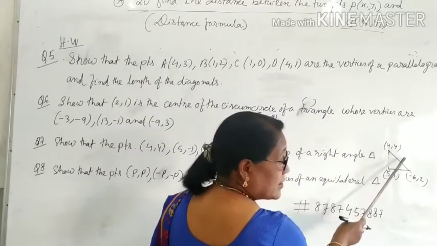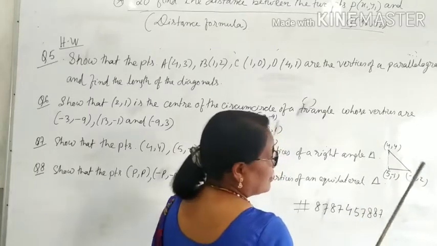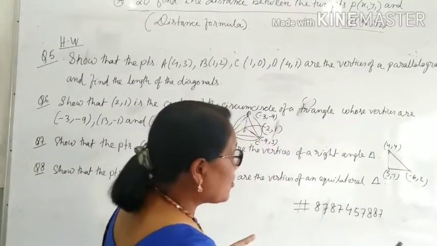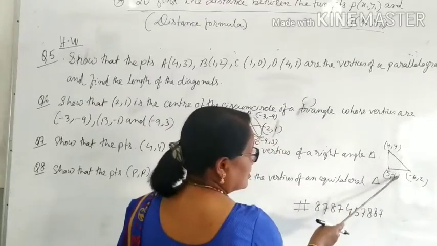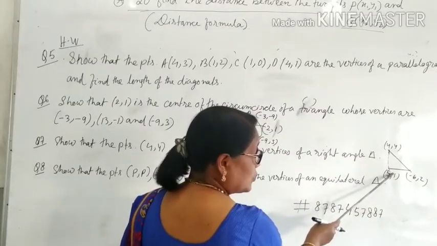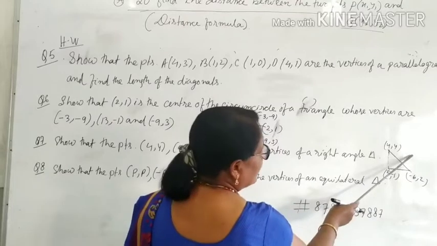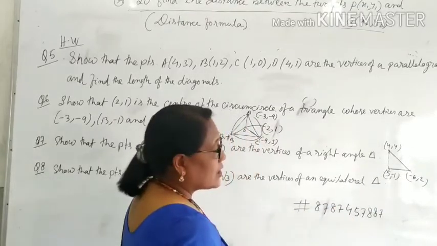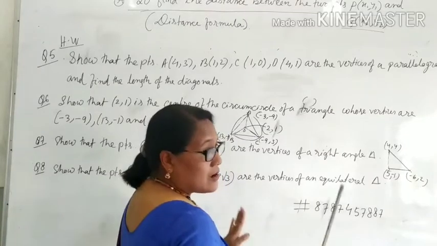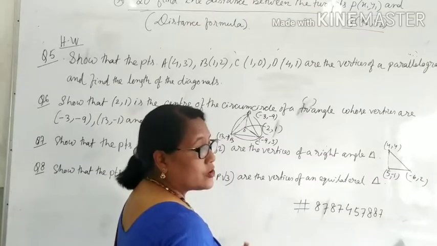So for the right triangle, the longest side is the hypotenuse. After finding the distance between the points, we need to square the sides, because these are the vertices of the right triangle. So we will learn more.